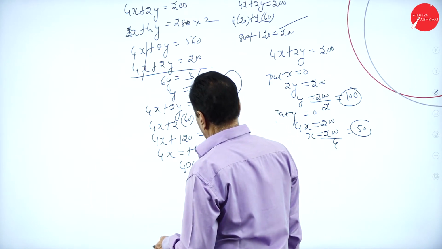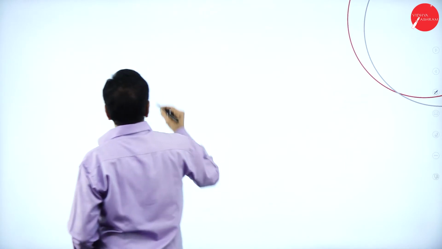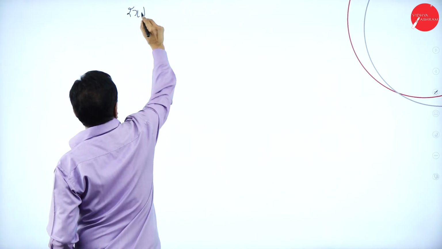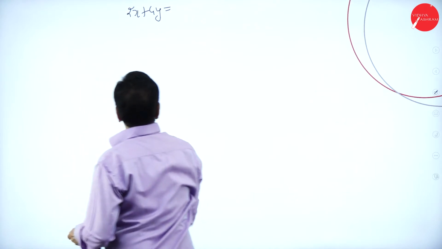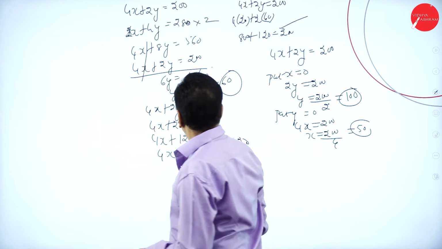Second equation, 2x plus 4y is equal to 280.